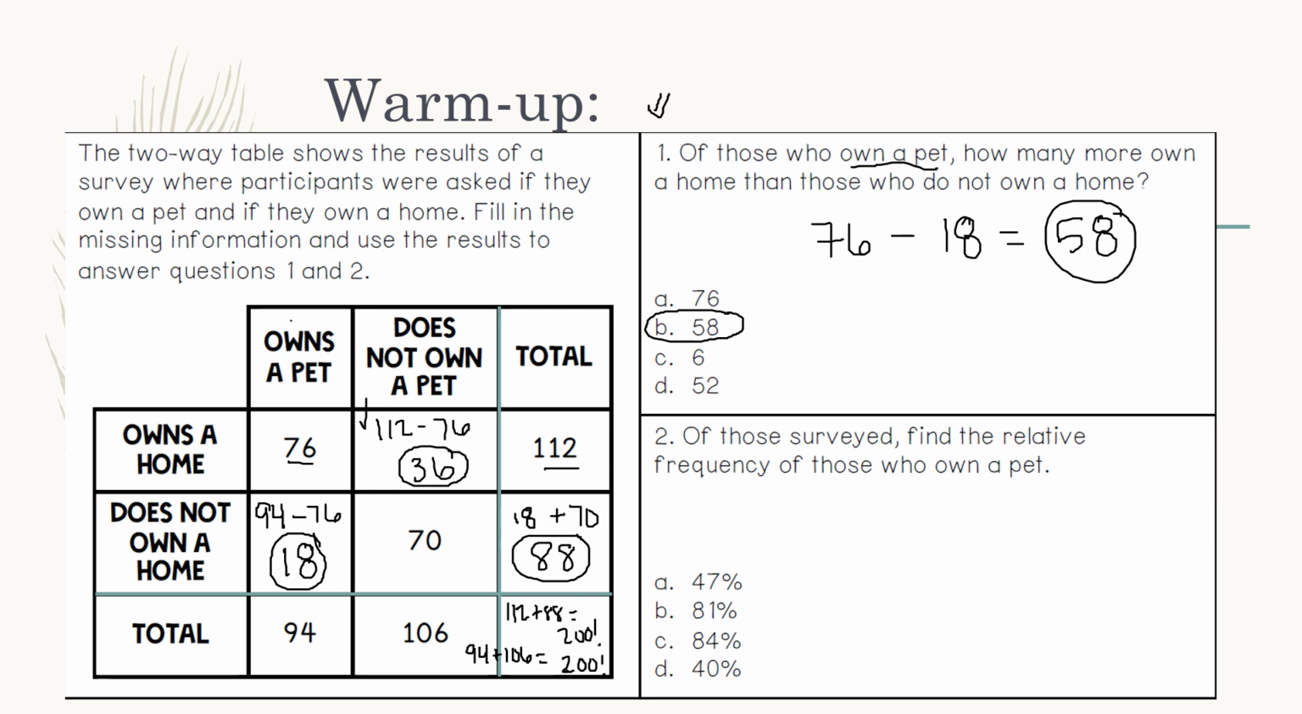All right, now let's look down here. Of those surveyed, find the relative frequency of those who own a pet. Remember, to find that relative frequency, we take our part and we put it over our total. We just need to be sure to choose the correct total here because we have two total lines, okay? So we're talking about owners of pets. Owns a pet. Okay, so of those surveyed, find the relative frequency of those who own a pet. Well, actually, we're going to be talking totals down here, okay? Because we're just talking about pet owners, and our total number of pet owners is 94.